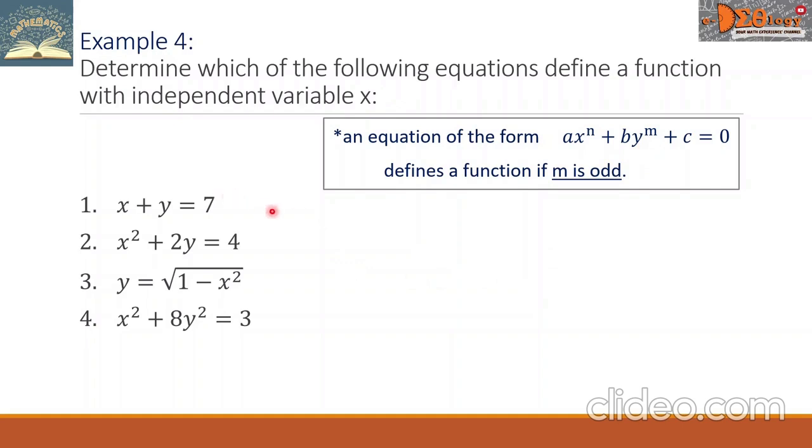Now let us see equation 1. x plus y equals 7. Note that the power of y is 1. So we say that m is odd.